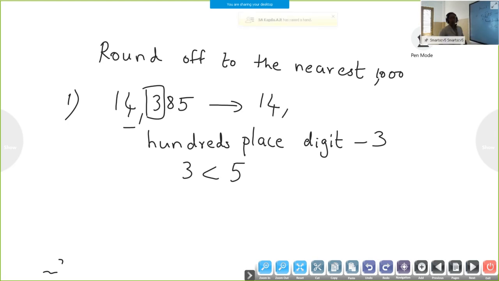Then the remaining, once you start rounding to the thousands place, if there is no change, keep that digit the same. What is the second step? Then put the remaining digits as zeros. So 14,385 rounded off to the nearest 1000 is 14,000. It is 14,000. Is it clear? Same procedure. Second one.